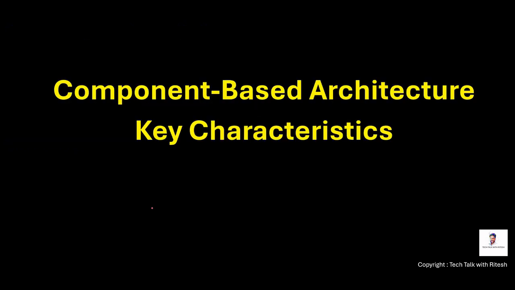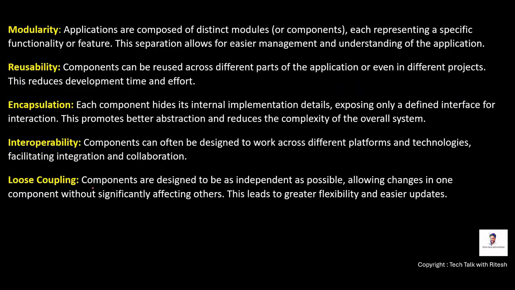Let's see the key characteristics of component based architecture. So, modularity: applications are composed of distinct modules or components, each representing a specific functionality or feature. This separation allows for easier management and understanding of the application. This is the same feature of microservices architecture also; there we have different microservices, here we have different components, right, and then they can be reused independent of each other.